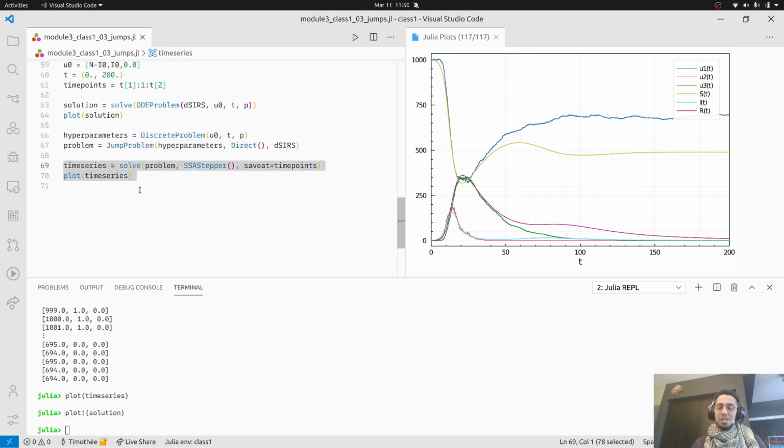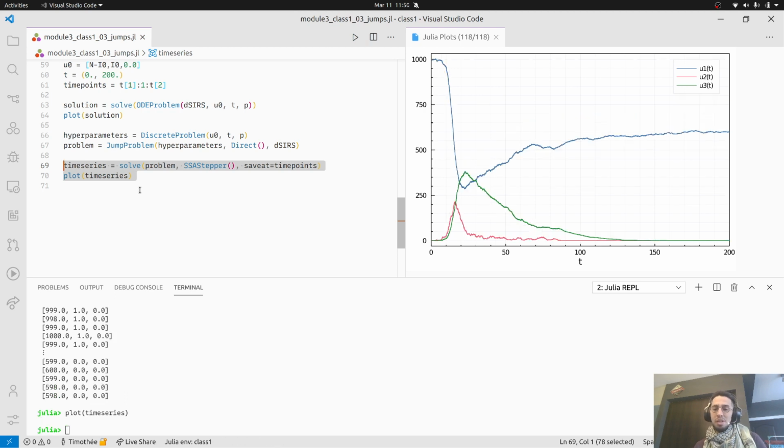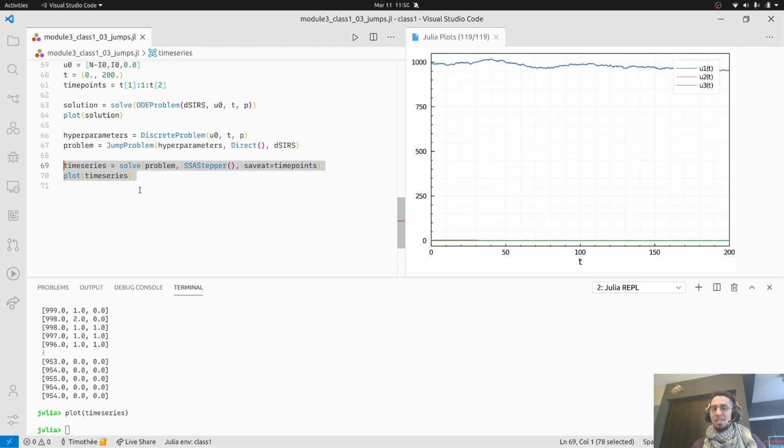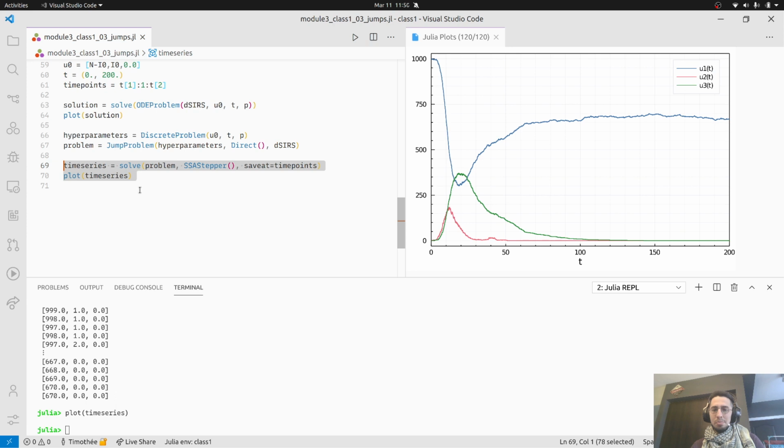And if we run that a couple different times, we're going to have a couple different outcomes. Some of them are going to be much better, like the disease goes away on its own. Some of them are going to be possibly much worse.